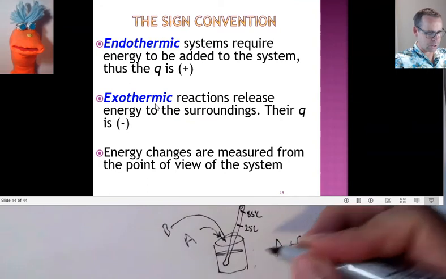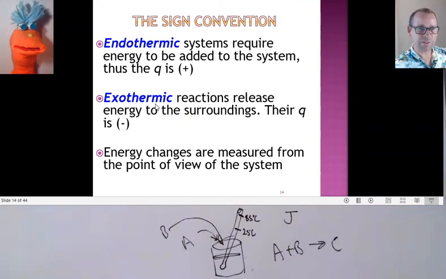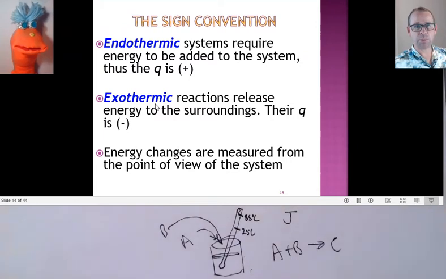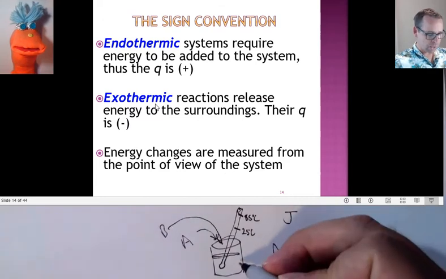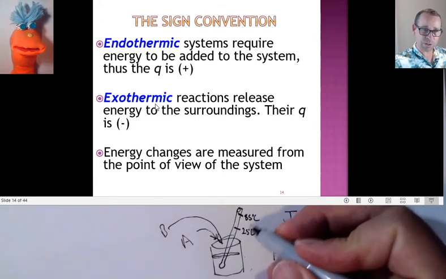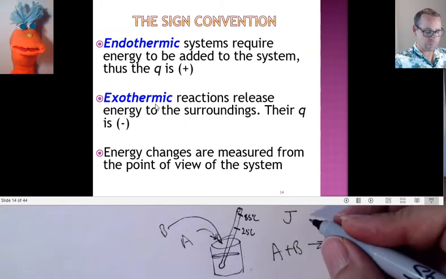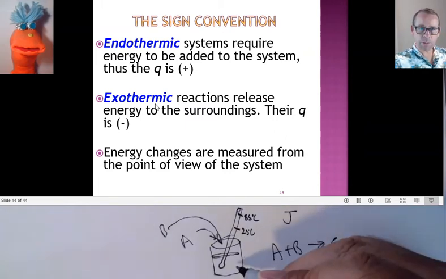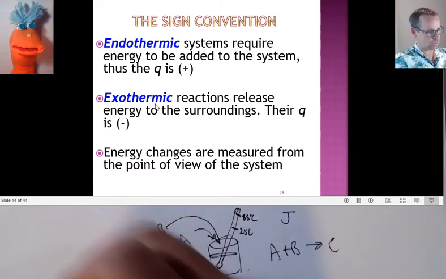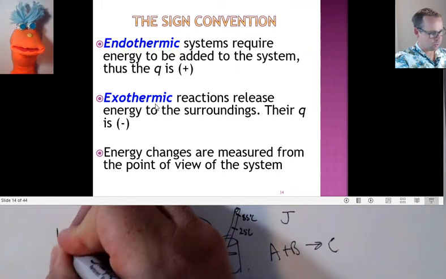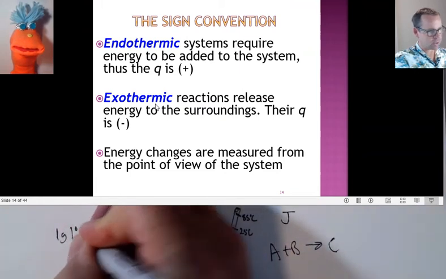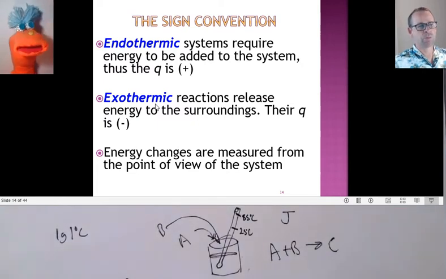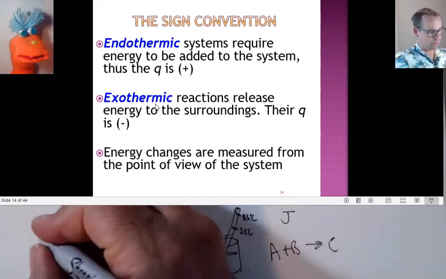Now, to know how many joules of heat energy this reaction released, A combining with B, I need to know the change in temperature, right? Because to change 1 gram of water 1 degree Celsius, how much energy does it take? Oh, I can't remember, but that was a calorie. I think I remember that. Okay, a calorie. You don't remember what the number is? No.